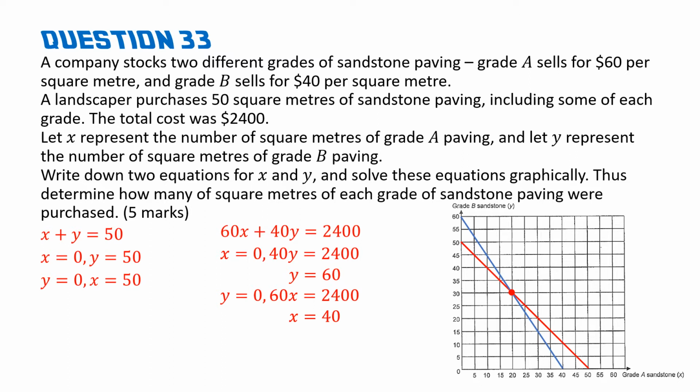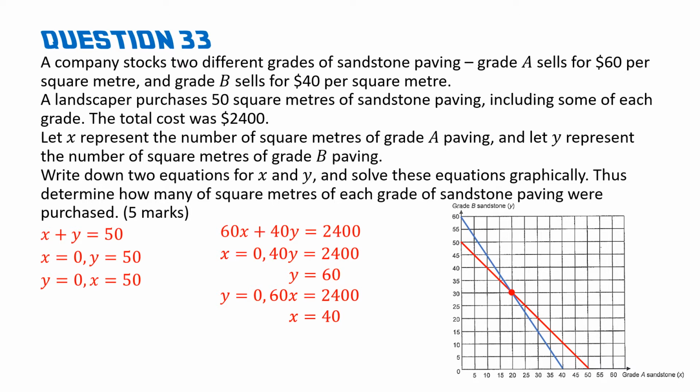It's at that point. So my x-axis represents the number of grade A sandstone that I'm getting, and my y-axis represents the number of grade B sandstone that we are getting. So I can just read the values straight off that graph.